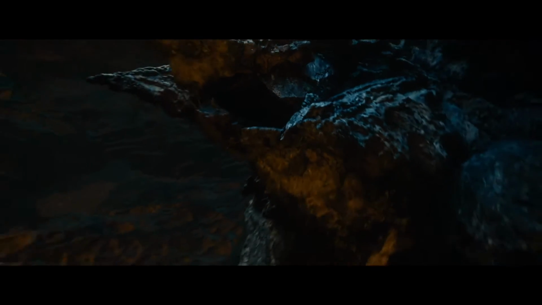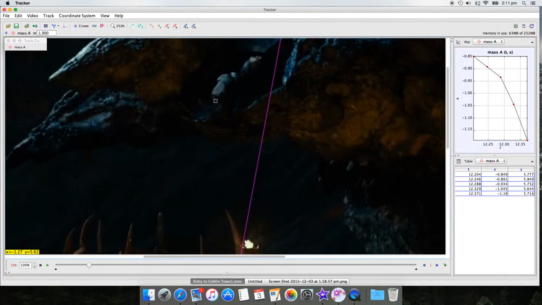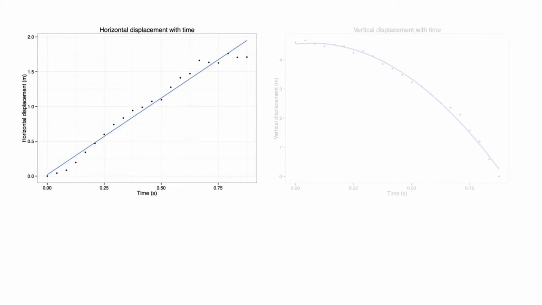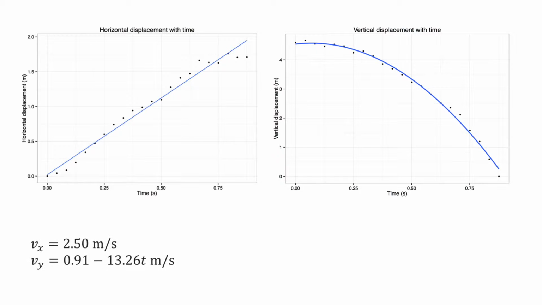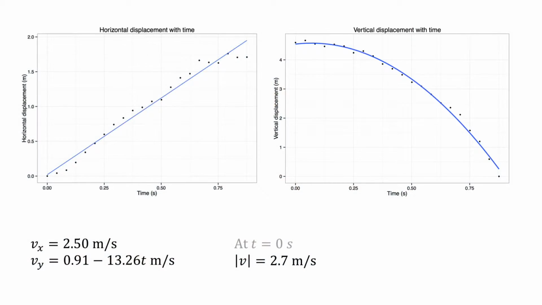Now let's take a look at the company's entrance to Goblin Town. This shot has a camera move, so we need to move the axis and the scale to account for this. Tracking the first dwarf and plotting the horizontal and vertical displacements, we get a linear and a parabolic plot. From this we estimate a downward acceleration of 13 meters per second squared, which is close enough to the expected 9.8 meters per second squared given our measurement uncertainty. We can also find that the velocity as they exit the tunnel is about 3 meters per second, and that after falling 4.5 meters they hit the ground at 11 meters per second.